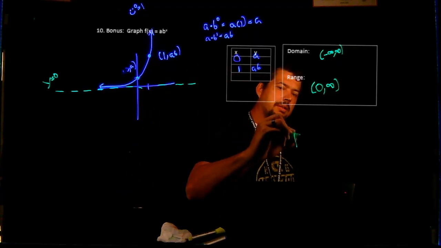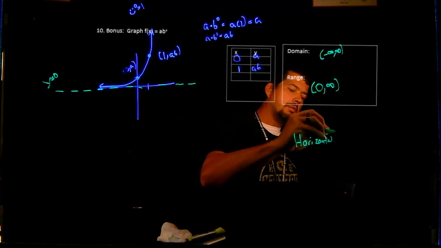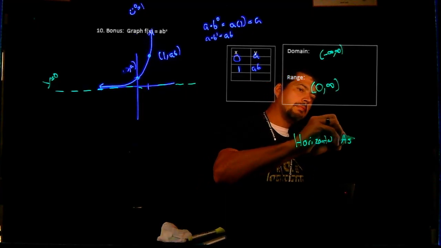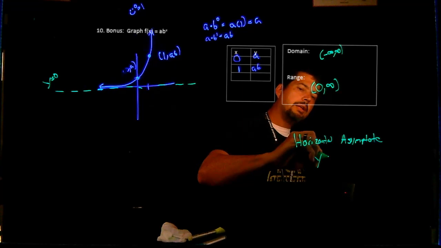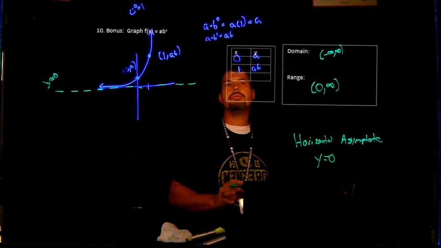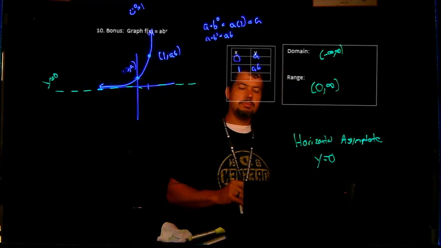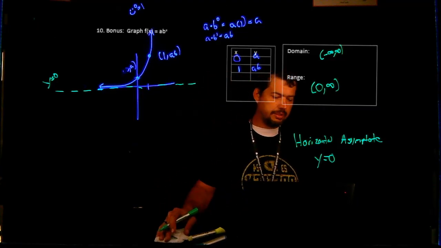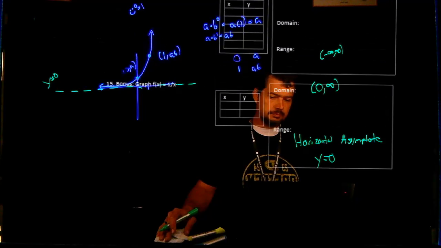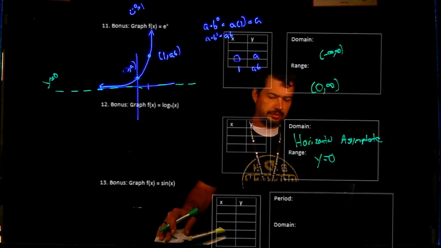Now, something that needs to be included in that box is the horizontal asymptote. And it is y equals 0. Do not just write 0. 0 gets you nothing. You have to say y equals. It has to be y equals. Last page. Nothing but bonuses from here on out. And there's 5 of them.